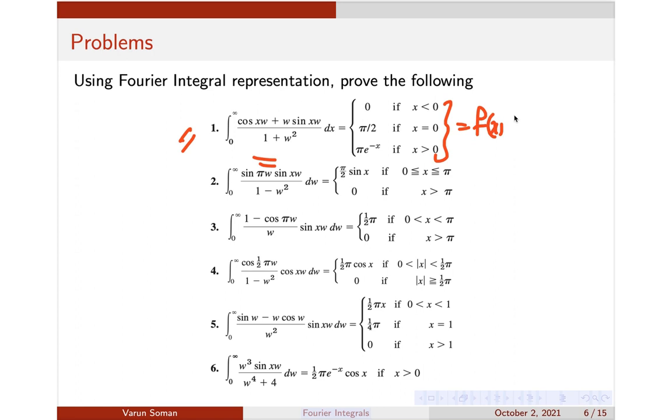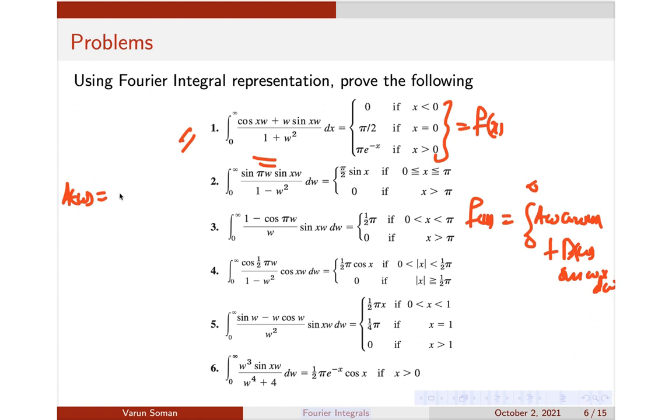Now let us try to find the Fourier integral representation. So what will I do? My Fourier integral representation, as you know, is f of x equals the integral from 0 to infinity of a omega cos omega x plus b omega sin omega x d omega. This is for the integral representation. We need to find a omega. So what is a omega? A omega, as you know, is 1 by pi times the integral from minus infinity to infinity of f of x into cos omega x dx.